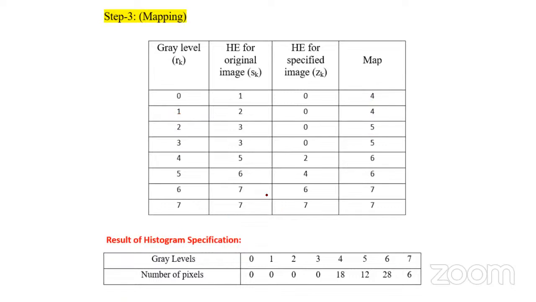So finally, we go for the mapping 0 to 4, 1 to 4, and 7 to 7, like this. This is the final step of histogram matching. I hope we understood the meaning of histogram matching, or specification.